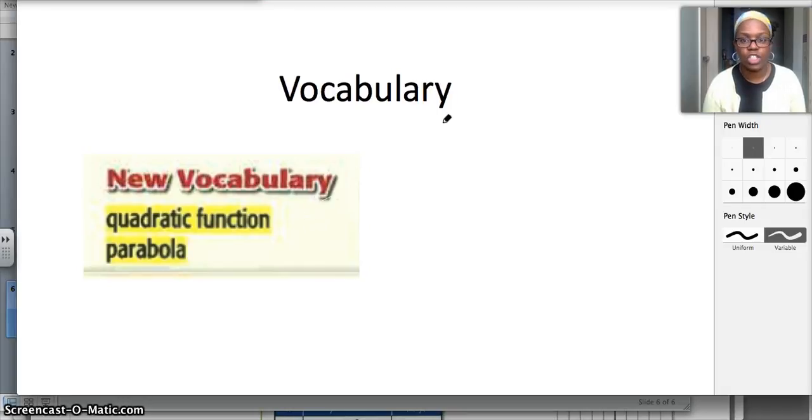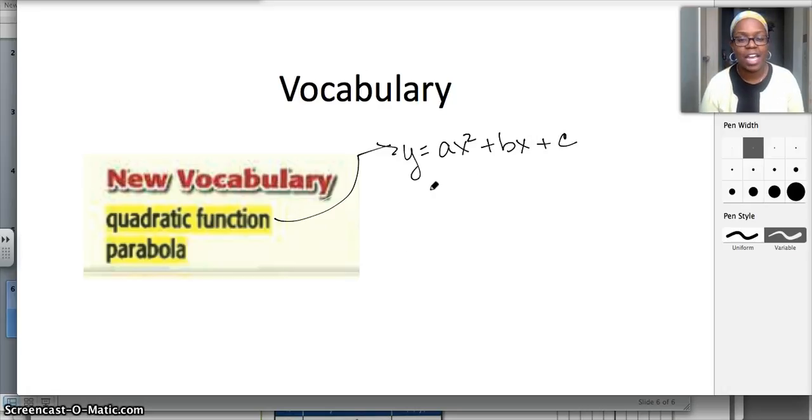A quadratic function is a function that'll be in the form of ax squared plus bx plus c. So sometimes we might see y is equal to ax squared plus bx plus c. If we're getting jazzy, we might see f of x is equal to ax squared plus bx plus c.